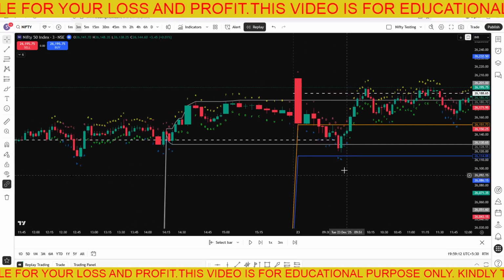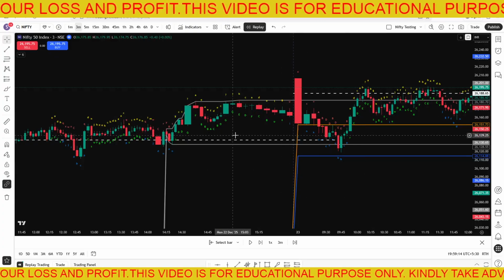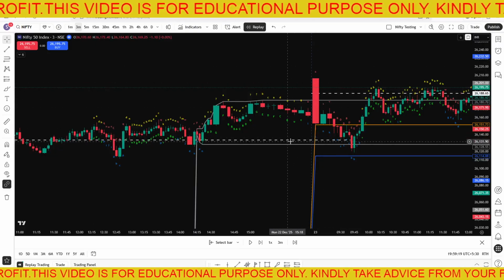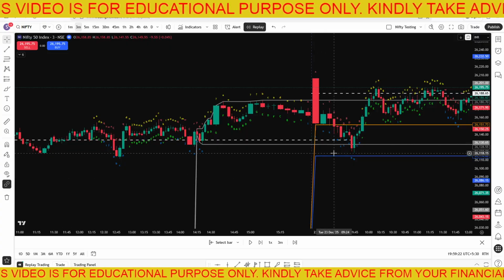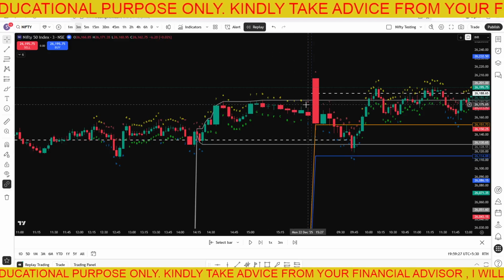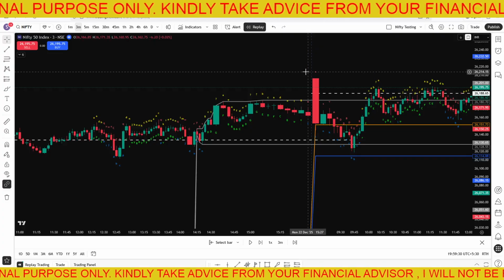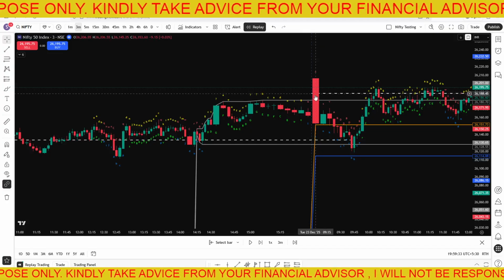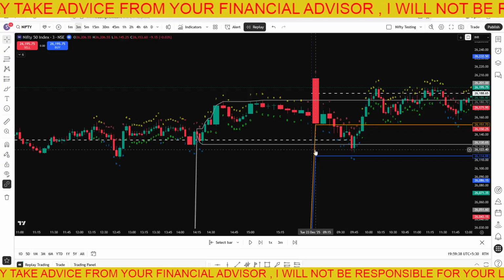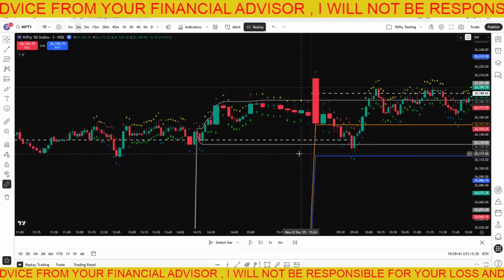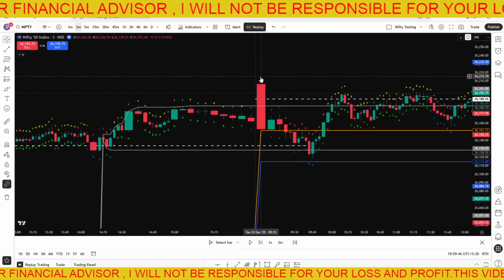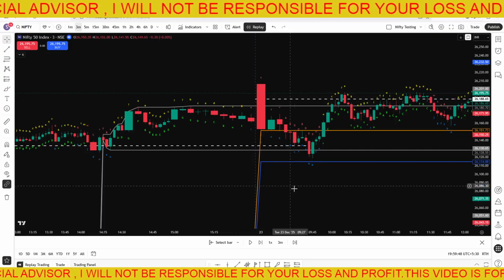Price is above the POC, above these smart money zones. Price opened here, and right at the open, it came within this smart money zone, right? And after that, the directional bias, let's see what the indicator is showing. It is bearish, right? This one.